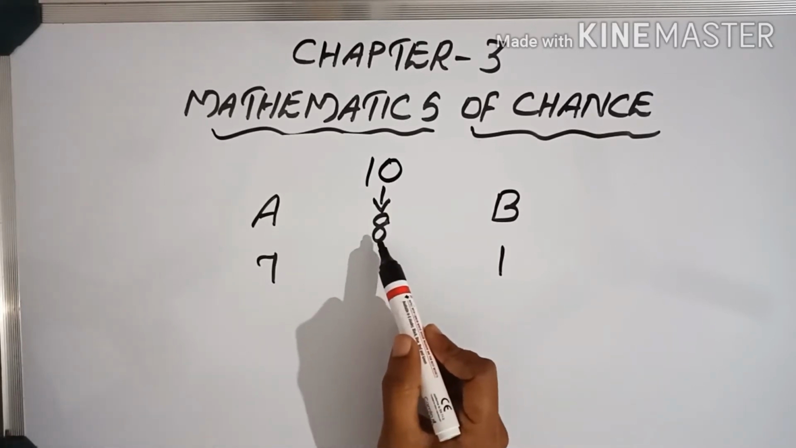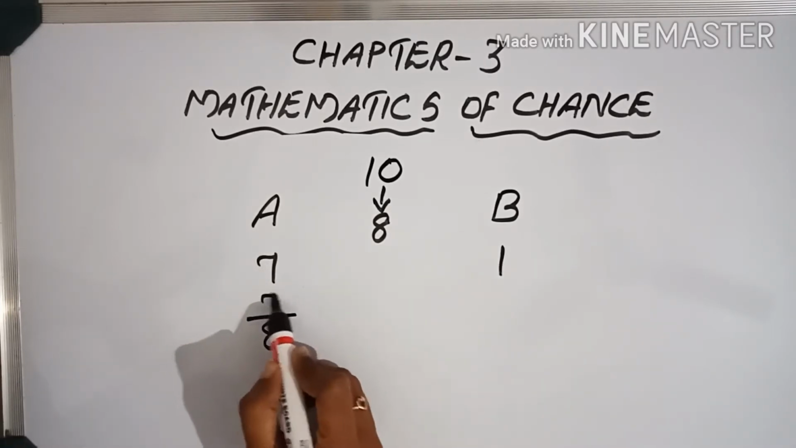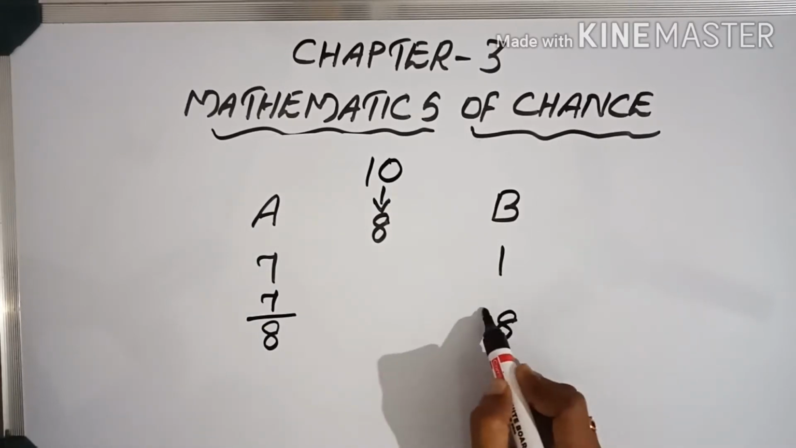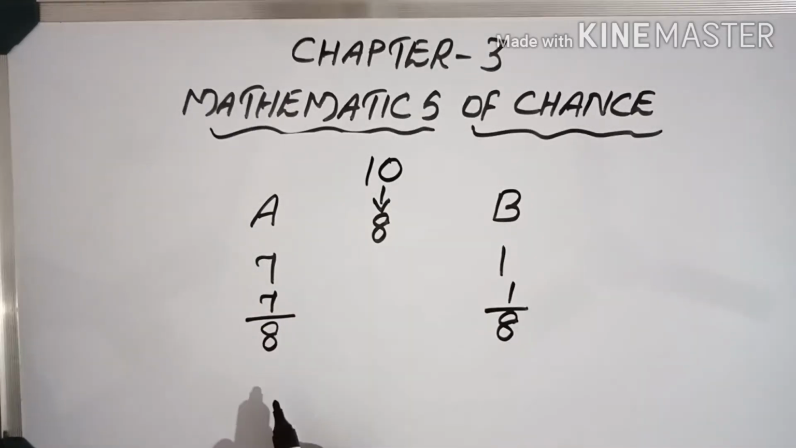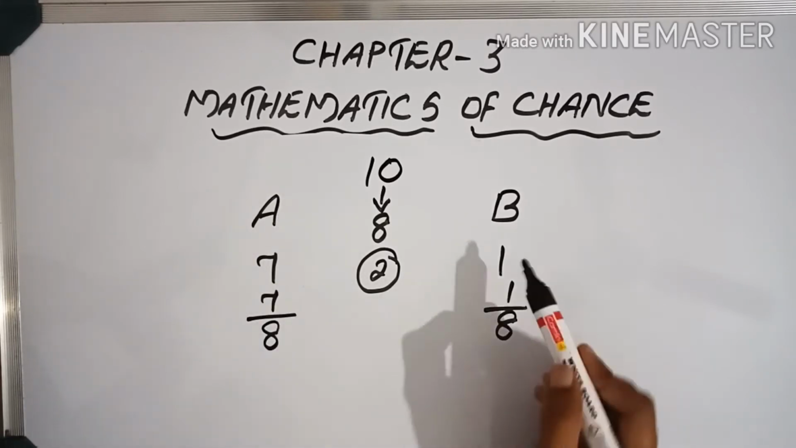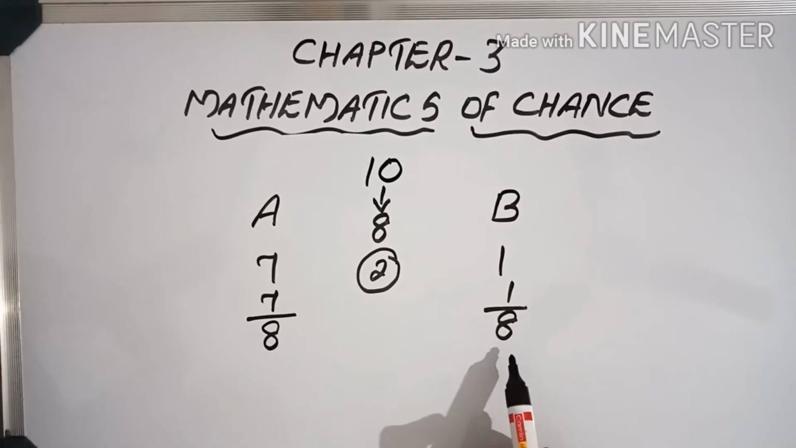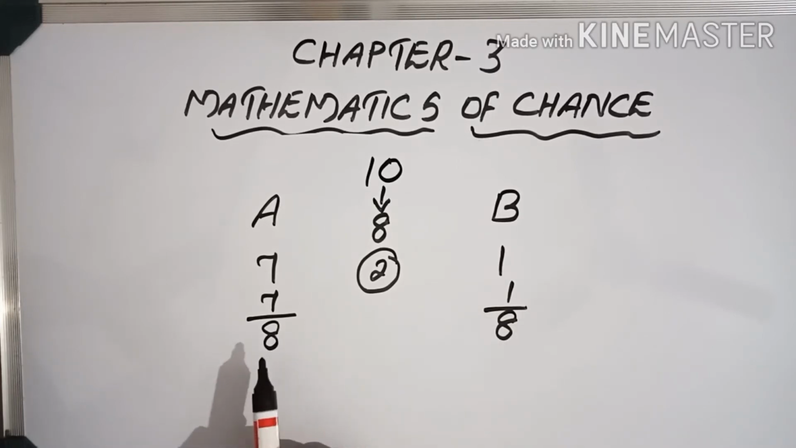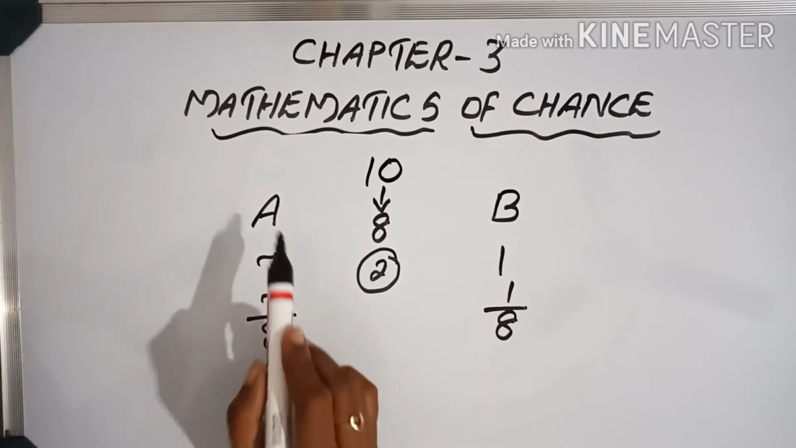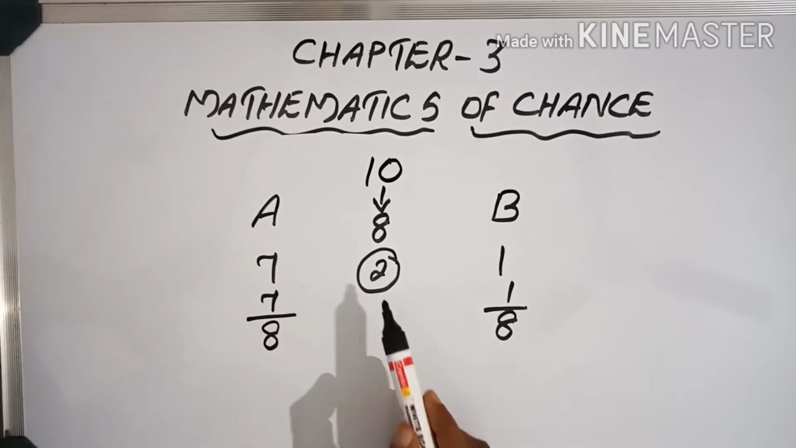That means out of 8, A group scored 7. Out of 8, B group scored 1. Two more are there. Even though, which group has more chance to win? That means here 7 by 8 is the chance for A and 1 by 8 is the chance for B. Which is higher, 7 by 8 or 1 by 8? 7 by 8 is the highest probability. That means group A has more chance to win, because only two more questions are there.